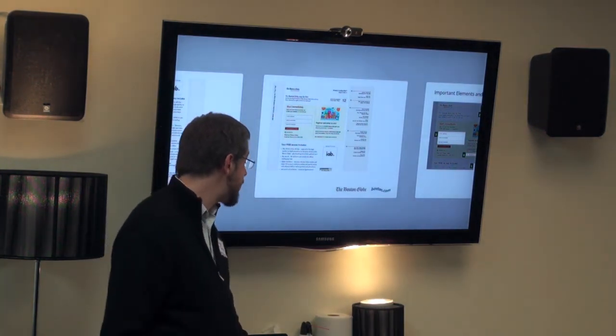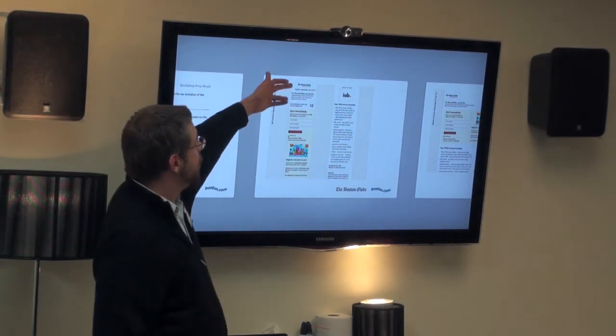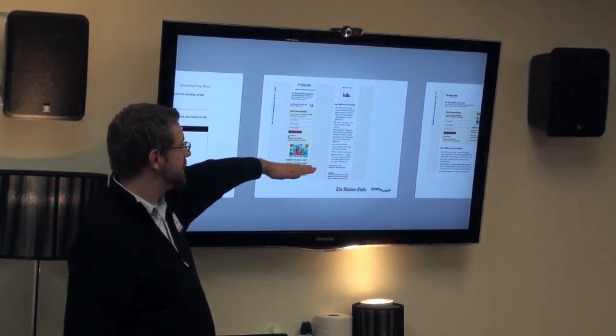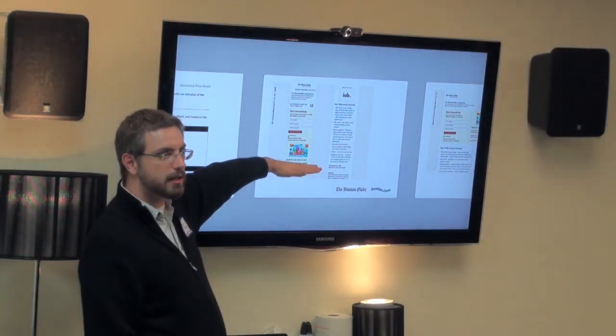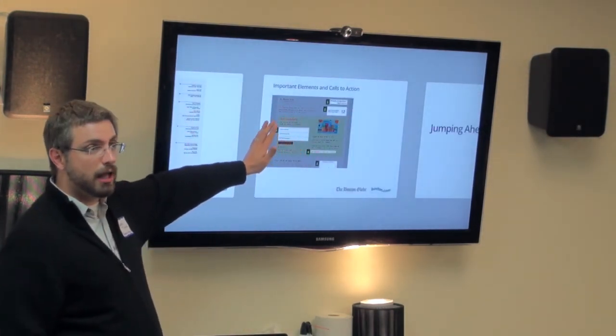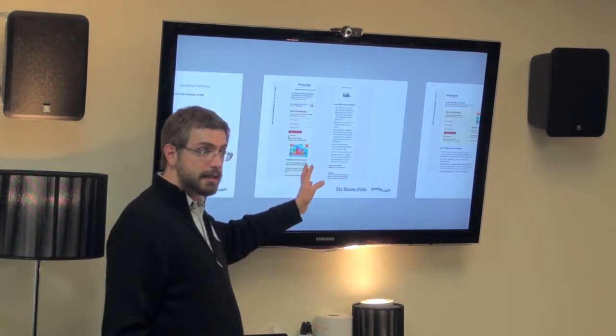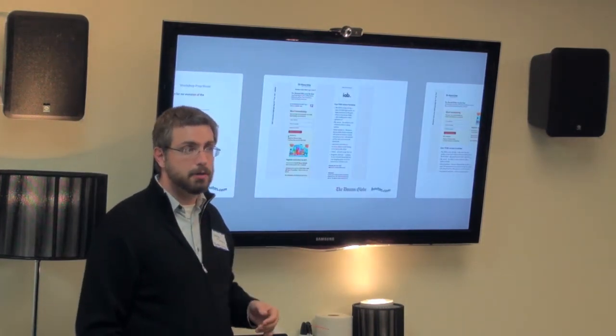But you can see as we go back into our mobile design, all of that stuff is right there. It's within that first flick. And so actually looking at the important elements and the calls to action and ensuring that they are accessible in that design is an important part of the process.